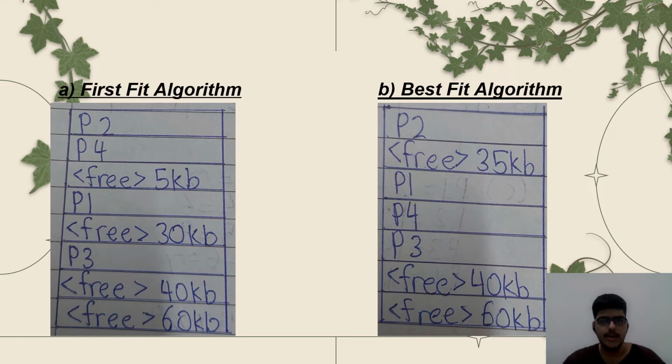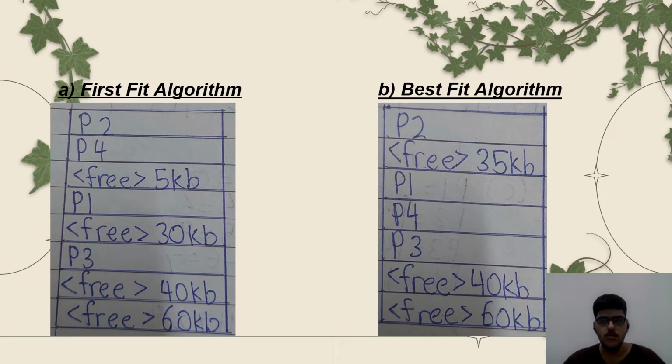The answer is first fit algorithm. In the first fit algorithm, P4 will be under P2. P2 is 35 KB minus 30 KB equal to 5 KB.